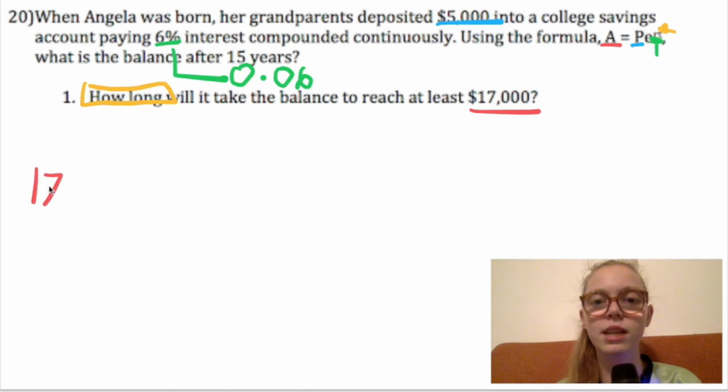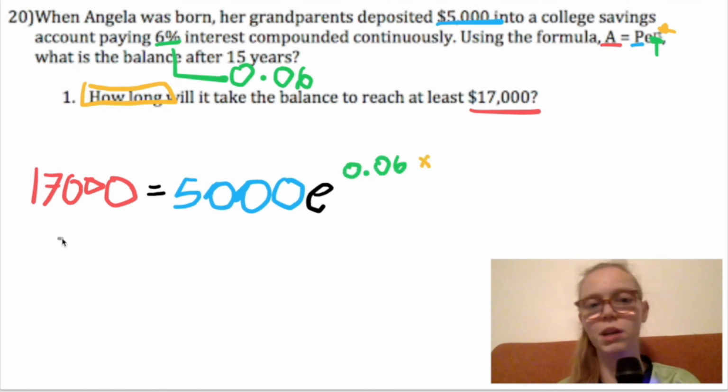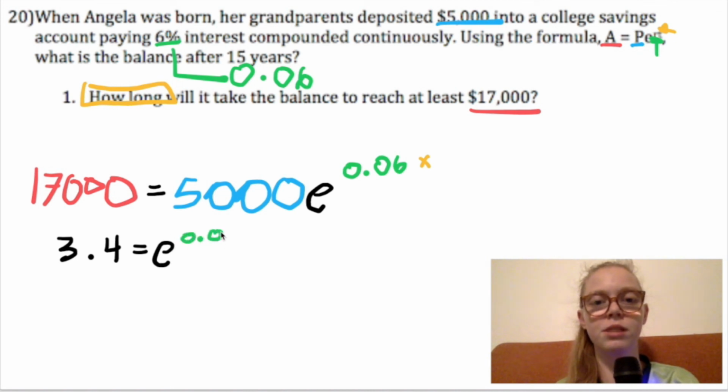So we have 17,000 is equal to 5,000 times e to the power of 0.06 times t, which is just x because we don't know what it is. So we divide both sides by 5,000. We get that 3.4 equals e to the 0.06x.